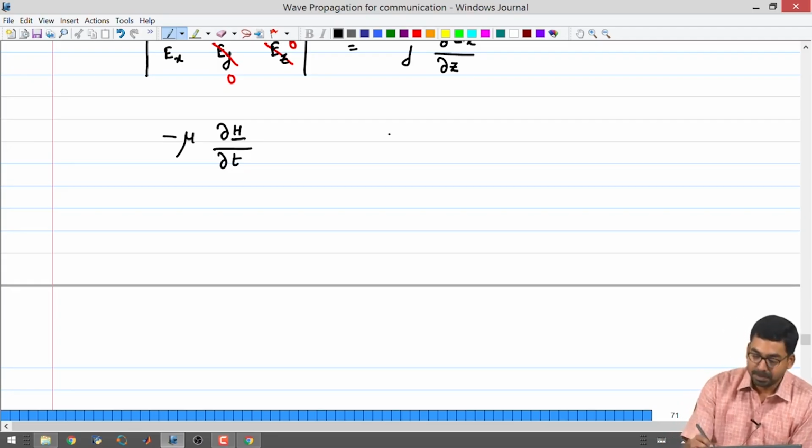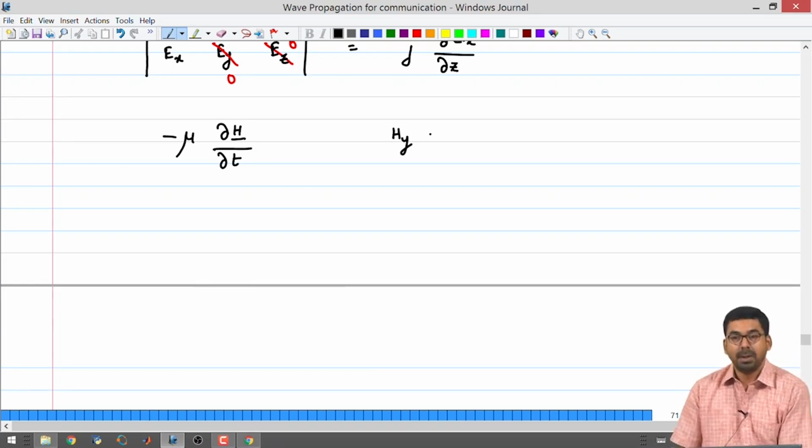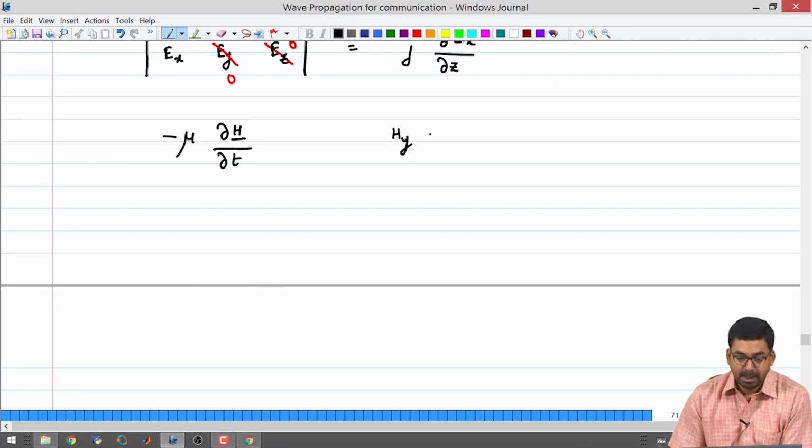So, this means that your magnetic field will end up having a y component. If your direction of propagation is fixed to z, and the electric field has, suppose, only an x component, the magnetic field will automatically have only a y component.